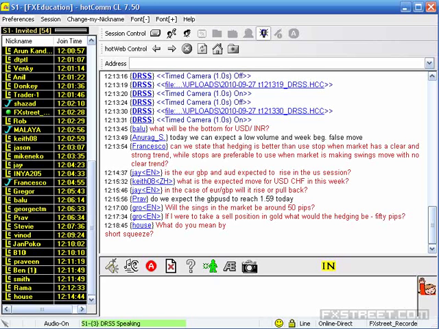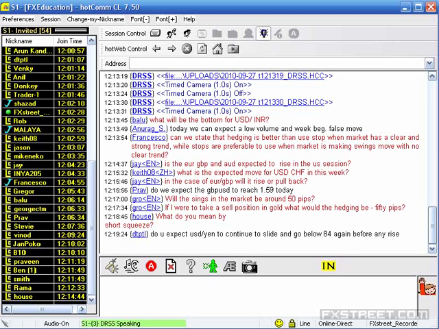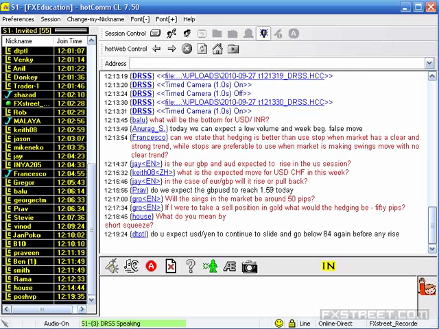Do you expect the GBP to reach 1.59? Yeah, it could rise further up. Will the swings in the market be around 50 pips? Yeah, because it's the last week of the month, gradually the spread in the swing could increase to about 50 to 75 pips during the coming days.